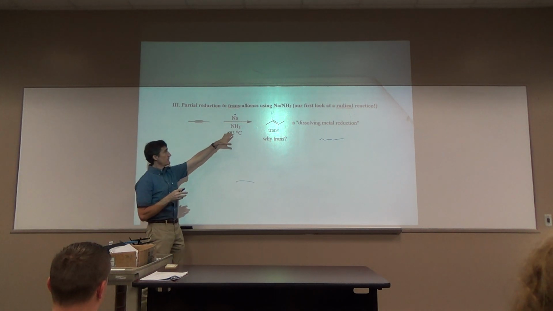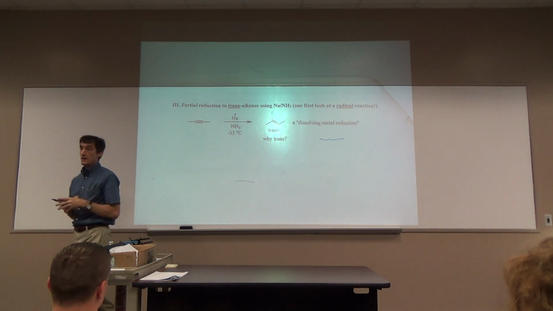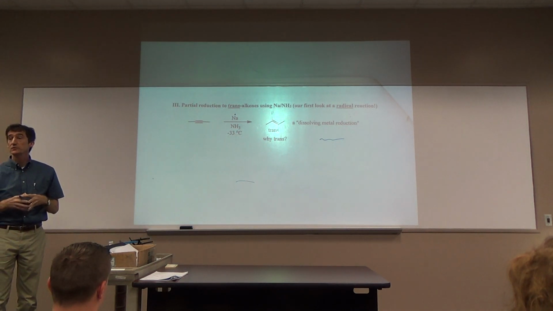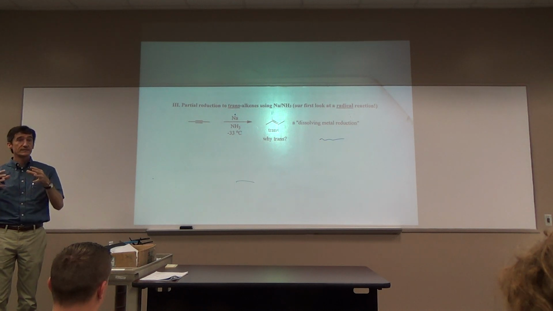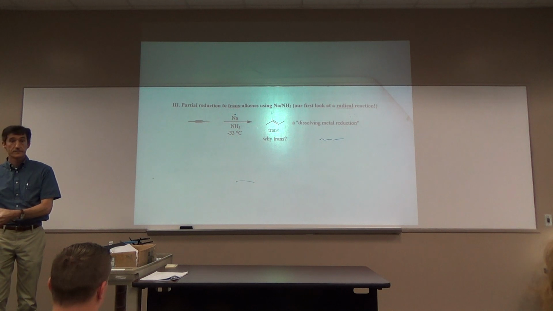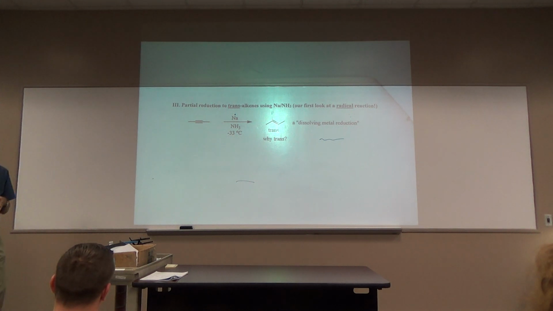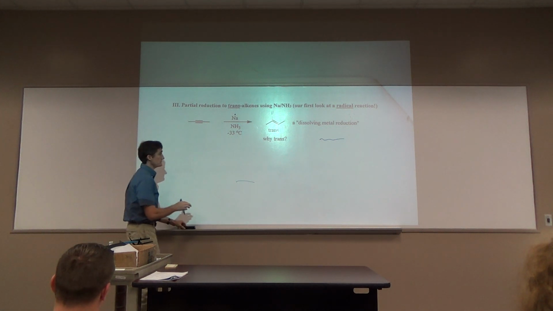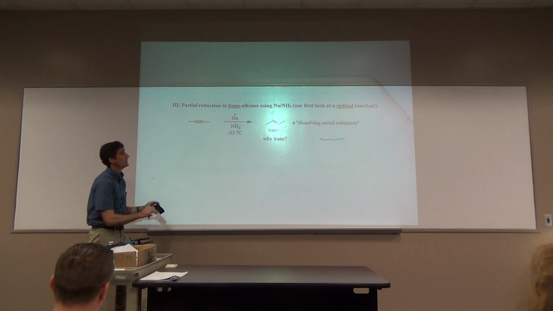Sodium metal. And you do this in liquid ammonia. Ammonia is a gas at room temperature. But if you cool it down to minus 33 or lower, the ammonia will condense to a liquid. And you can actually use liquid ammonia as a solvent. It's odd and unique, but it can be done. And that's done here. Okay?